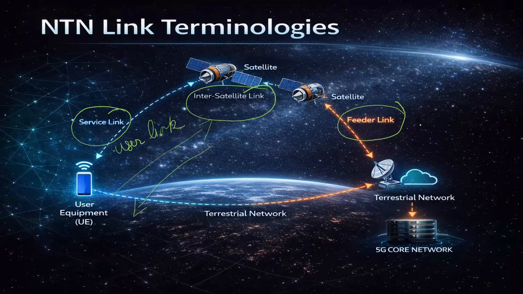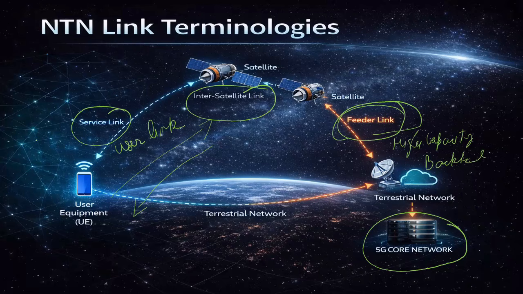Then you have the feeder link. This link connects the satellite to the ground gateway station, the NTN gateway, which then connects to the 5G core network. So it carries aggregated data between the core network and the satellite. This link is not directly accessible to the users. It is purely used as network infrastructure. Feeder links typically operate at higher frequencies and require higher capacity backhaul.